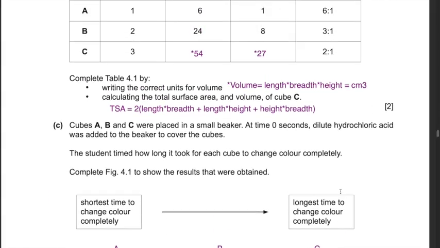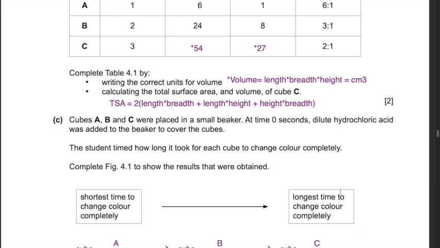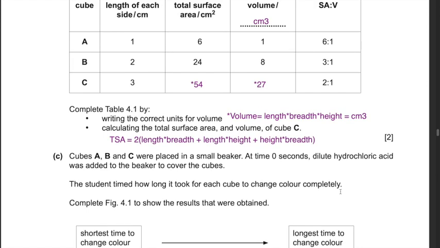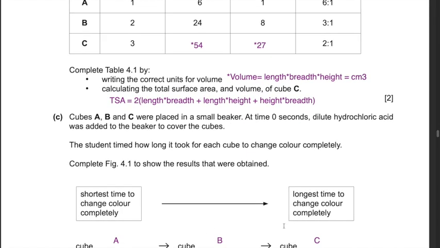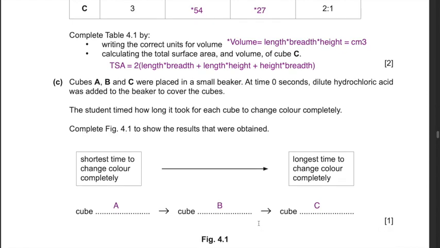And if you go to this given table over here, the cube that has the highest surface area to volume ratio is cube A. Thus, it should be starting from cube A having the shortest time. Next, it will be followed by cube B, because cube B has the next highest surface area to volume ratio, and lastly cube C, because cube C has the smallest surface area to volume ratio and thus would take the longest time to change color completely. And there you go, your full 1 mark.